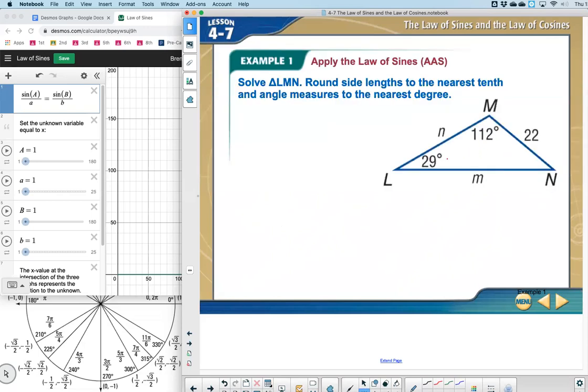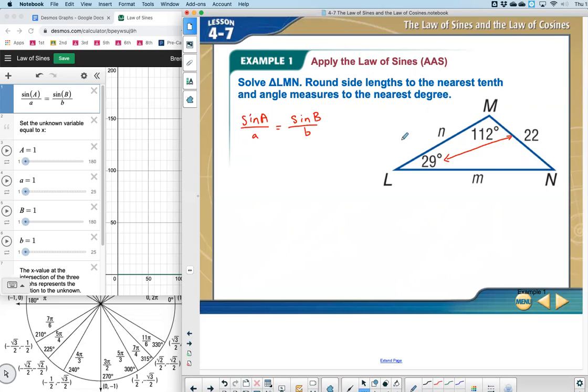So notice right away, I have a pair. I have angle 29 and side length 22. Let me write down the formula one more time. Sine A over A, this is what I'm going to use. But like my calculator, I'm not going to type in all 3 portions. I'm just going to type in the first fraction, not all 3 ratios at once.